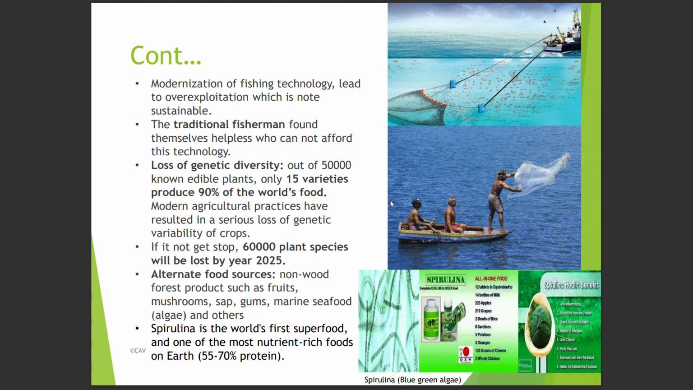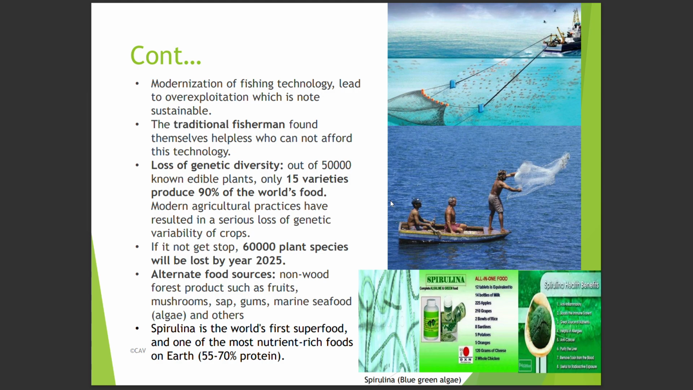Loss of genetic diversity: out of 50,000 non-edible plants, only 15 varieties produce 90% of the world's food. Modern agricultural practices have resulted in a serious loss of genetic variability of crops. If it does not get stopped, 60,000 plant species will be lost by the year 2025.